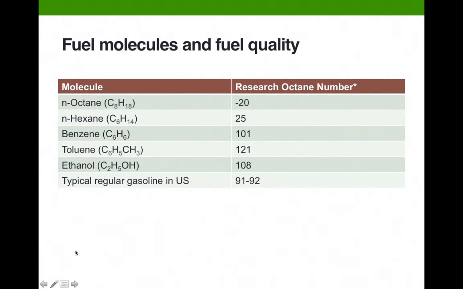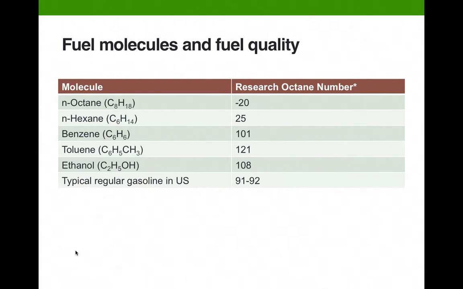And then other of those alkanes, those straight hydrocarbons with just all single bonds, have higher octane numbers. So hexane with 6 carbons has a better octane number. But you'll notice that the aromatics, benzene and toluene, have much higher octane numbers. So they're important to make your fuel burn better in engines. And then interestingly, you see that ethanol and other alcohols also have nice high octane numbers. I put down there the typical regular gasoline that we have in the US. For research octane number, it's 91 or 92.